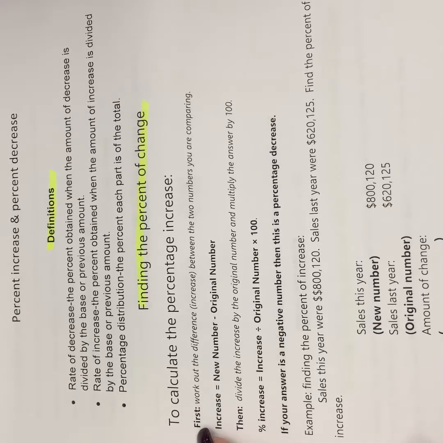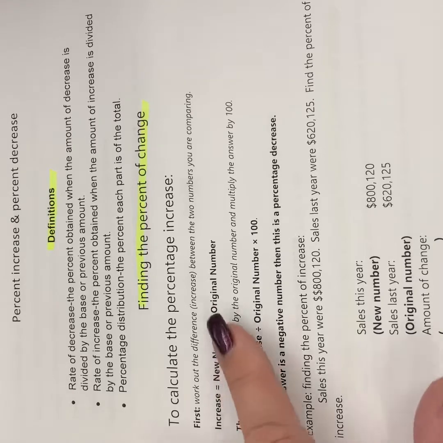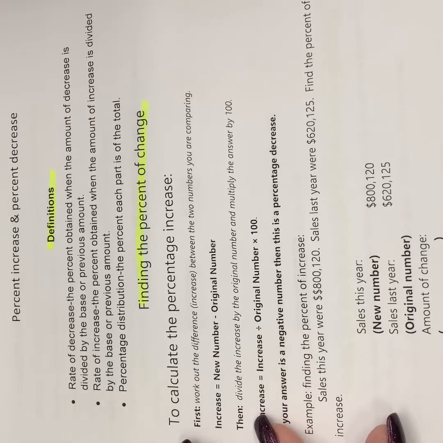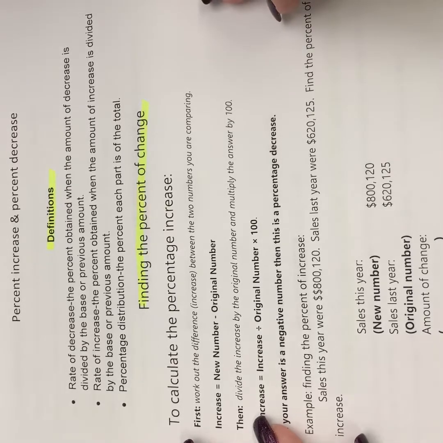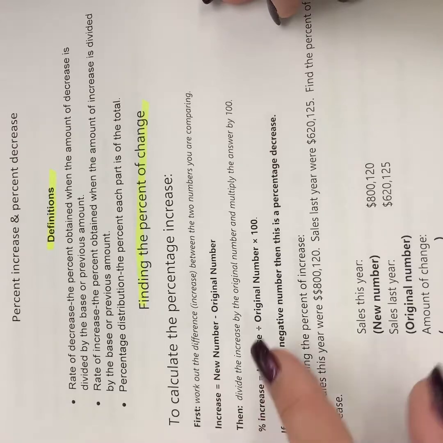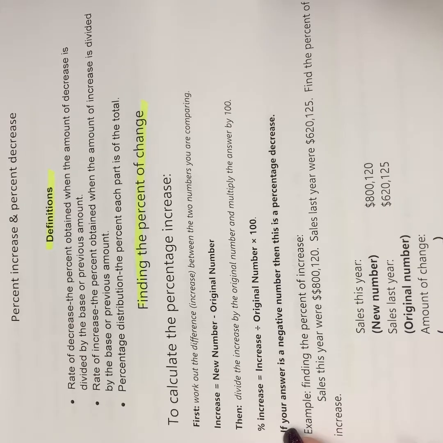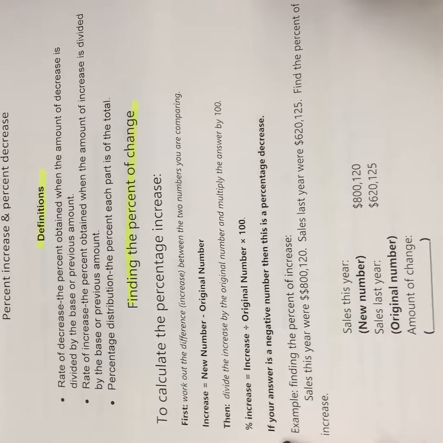The first thing you're going to do is work out the difference between the two numbers you're comparing, by subtracting the old number from the new number. Then you divide the increase by the original number and multiply the answer by 100. The percent increase is the increase divided by the original number, which gives you a decimal, so you multiply it by 100 to get the percent. If your answer is a negative number, then this is a percentage of a decrease. So here we go.